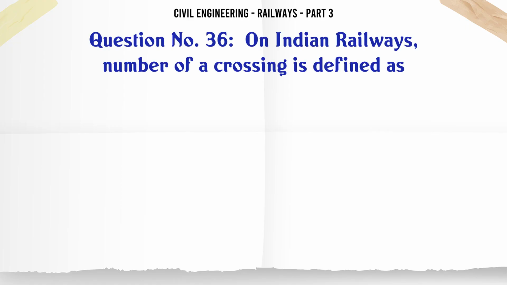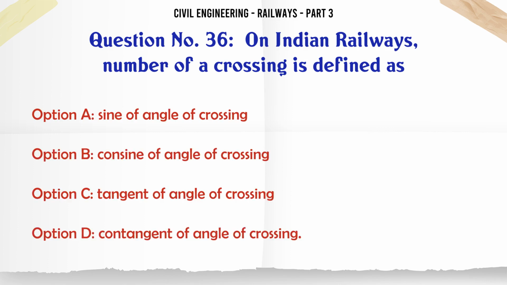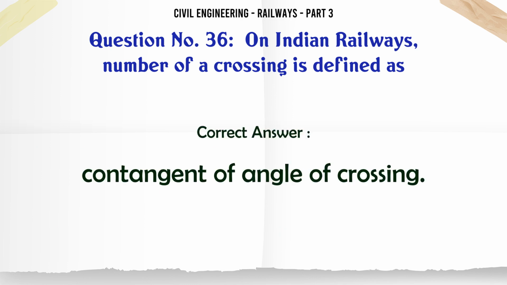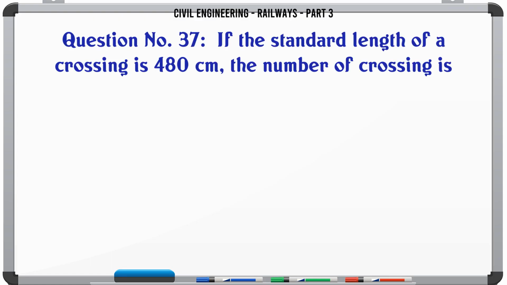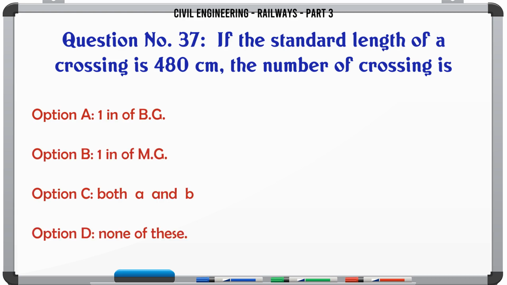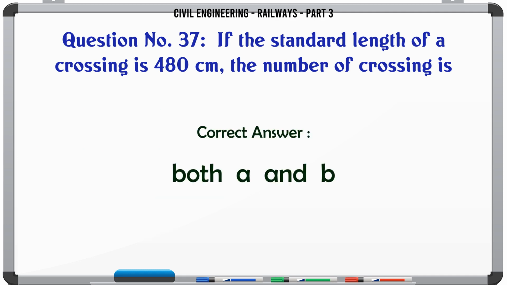On Indian Railways, number of a crossing is defined as A. sine of angle of crossing, B. cosine of angle of crossing, C. tangent of angle of crossing, D. cotangent of angle of crossing. The correct answer is cotangent of angle of crossing. If the standard length of a crossing is 480 cm, the number of crossing is A. 1 in 12 of BG, B. 1 in 12 of MG, C. both A and B, D. none of these. The correct answer is both A and B.